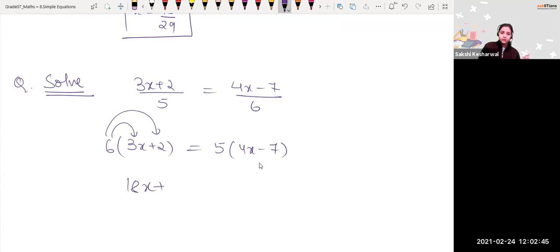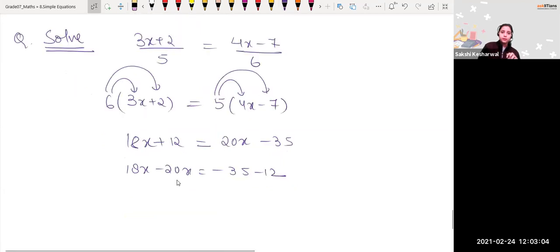So 6 into 3x will be 18x, and 6 into 2 will be 12. It's equals to 5 into 4x, which is 20x, and 5 into 7 is minus 35, right? Now again do the transposition. So you transpose the x and this 12 on this side. So it will be 18x minus 20x is equals to minus 35 minus 12, right or no?